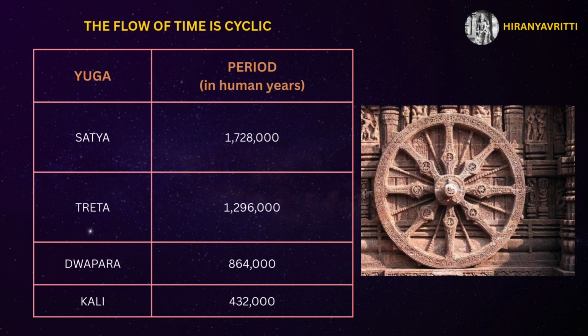Another fascinating feature of this cycle is the gradual decline in human virtue. In Satya Yuga, righteousness flourishes fully, but with each passing yuga it diminishes, reaching its lowest point in Kali Yuga, the age we live in now. In this way, Hindus claim that the flow of time is cyclic in nature.